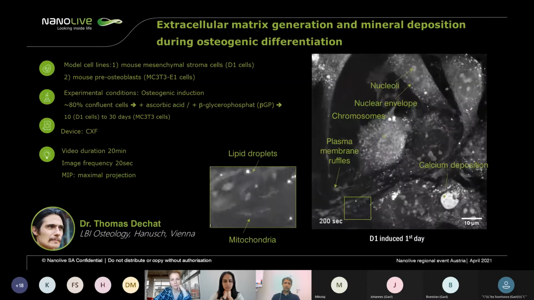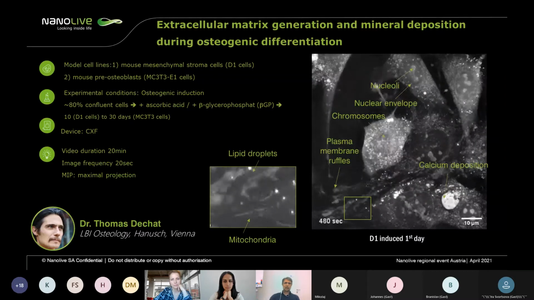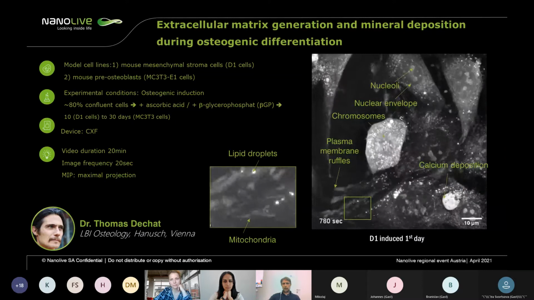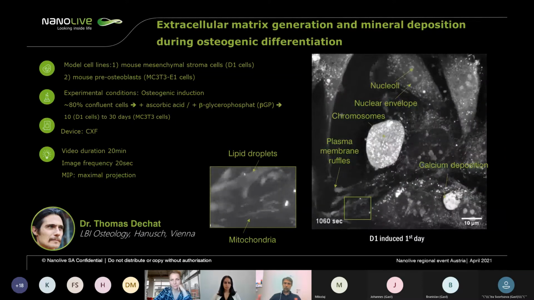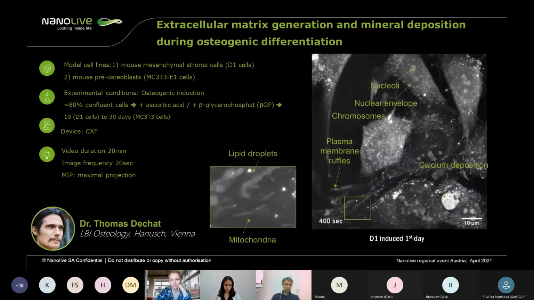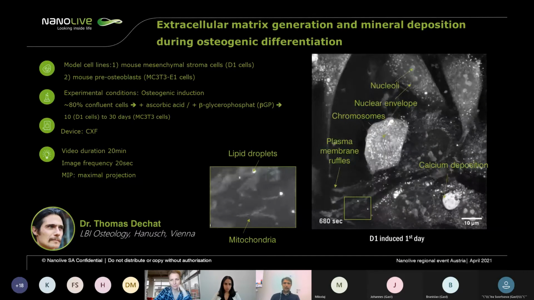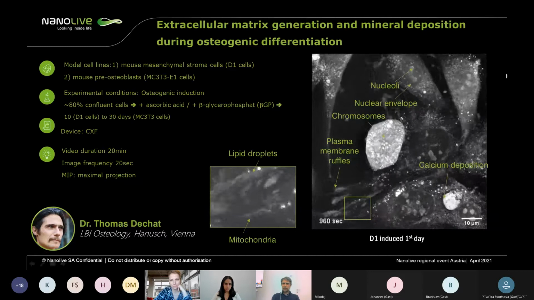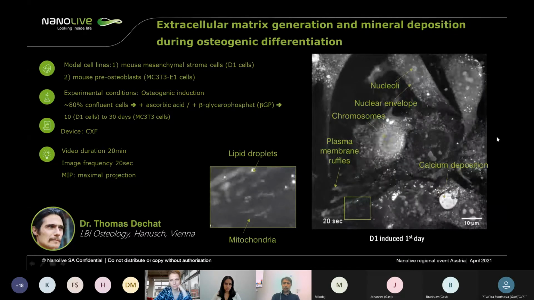Sometimes the cells are really coming up from the cell culture plate and rolling up because they have such a strong matrix. The device we used was this CXF. And here these are D1 cells. They have just been induced for 1 day.